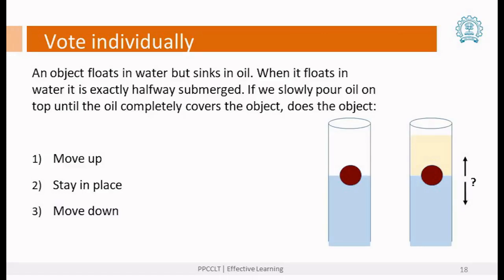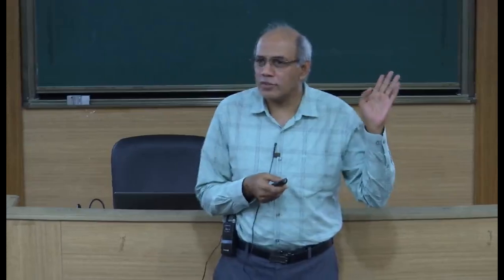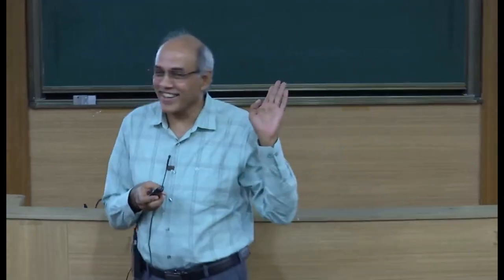Let's say you're teaching some physics class. An object floats in water but sinks in oil. When it floats in water, it's exactly halfway submerged. If we slowly pour oil on top until the oil completely covers the object, what happens to this object? Does it move up? Does it move down? Does it stay in place? I'm sure there's an equation which governs it. I don't know the answer.